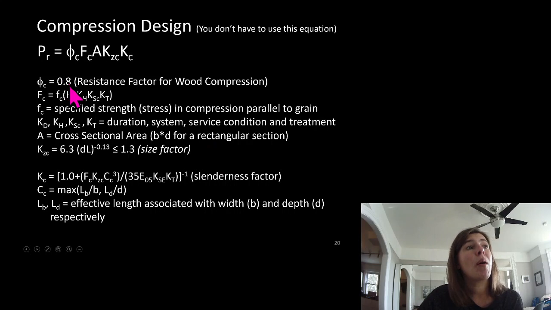So we know our 0.8. We know that we can calculate this capital FC. That was 11.5 times 1 times 1 times 1 times 1. So we've got our 11.5. Cross-sectional area, 89 by 89. KZC. We know we could calculate this. They gave us a height, and they didn't say anything about it being braced. So we know we could go through that and find our size factor. And then we know we could plug all this in and find our PR.